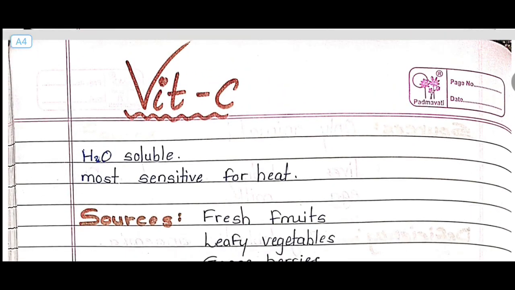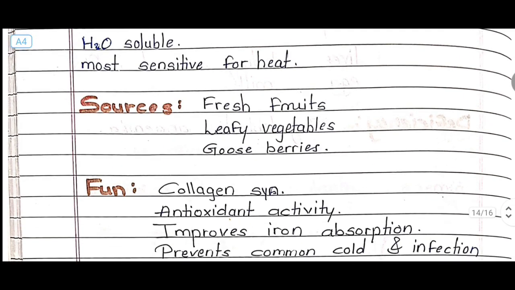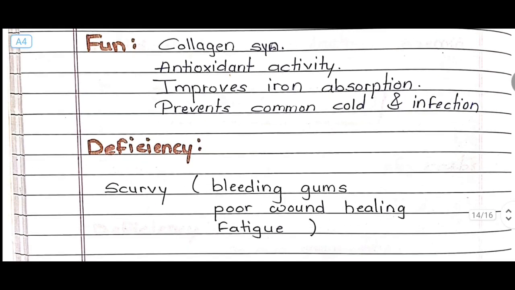Next vitamin is vitamin C, which is a water-soluble vitamin, most sensitive to heat. Sources are fresh fruits, leafy vegetables, gooseberries. Functions of vitamin C are collagen synthesis, antioxidant activity, improving iron absorption, preventing common cold and infection. Deficiency of vitamin C causes scurvy, bleeding gums, poor wound healing, and fatigue.